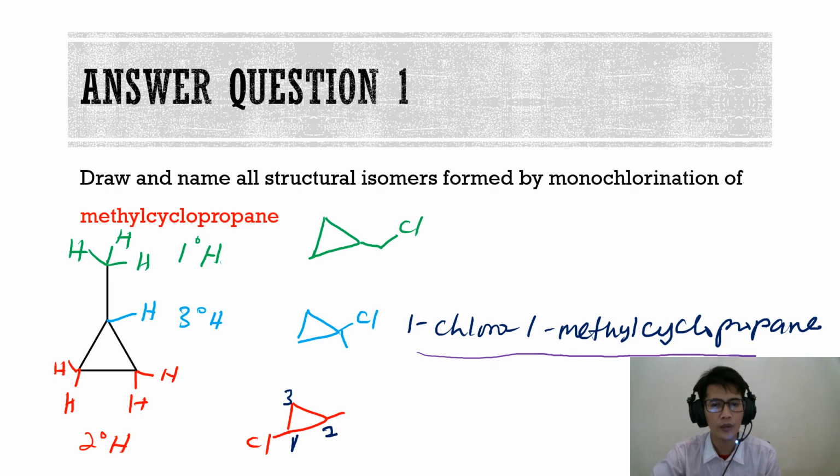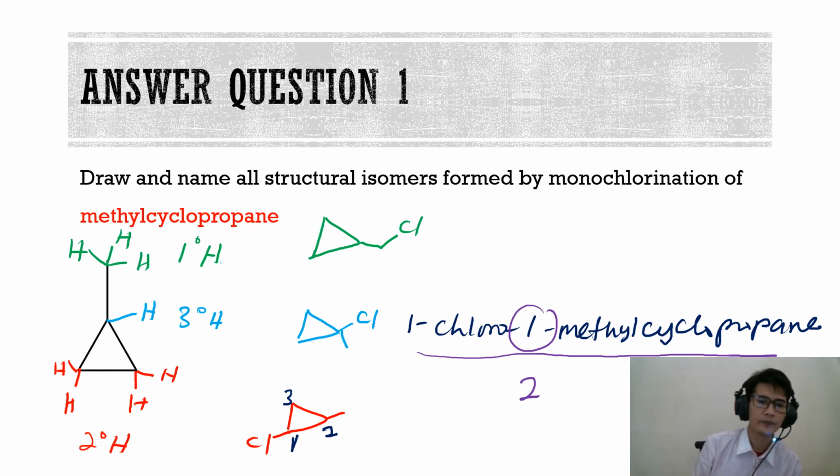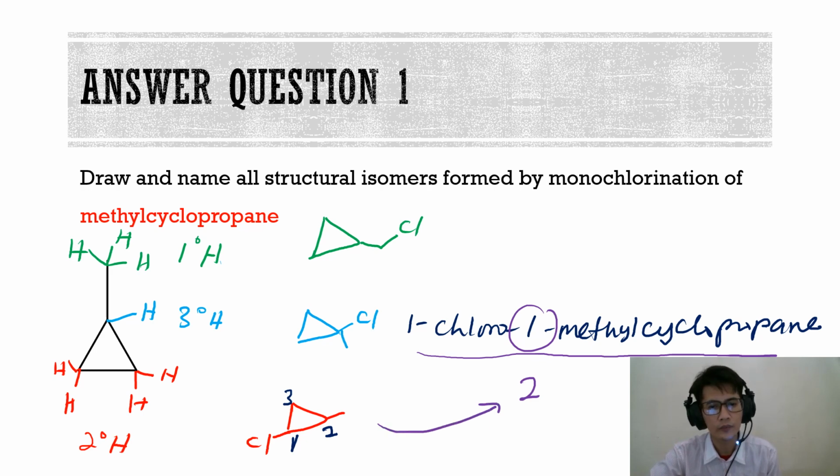Okay, and the name is almost the same with the blue colored compound. But the difference is the position of the methyl is at the carbon number 2. So the name will be 1 chloro 2 methyl cyclopropane. Okay, that one is for the red color. Just change 1 to 2. Okay, ini untuk red color. Yang biru ni untuk the blue color.